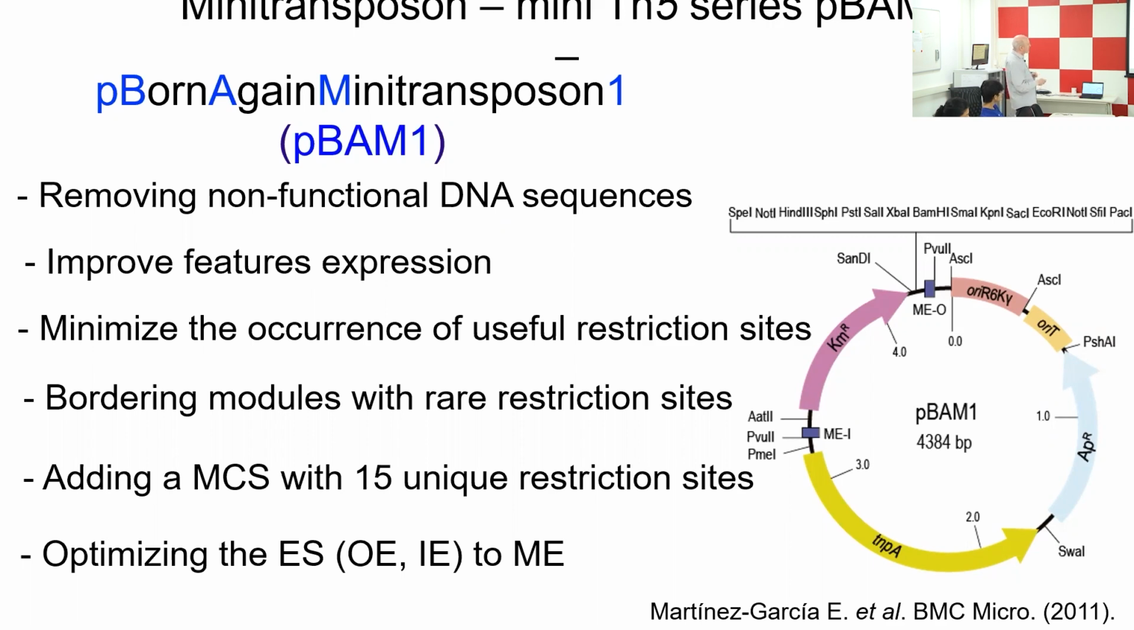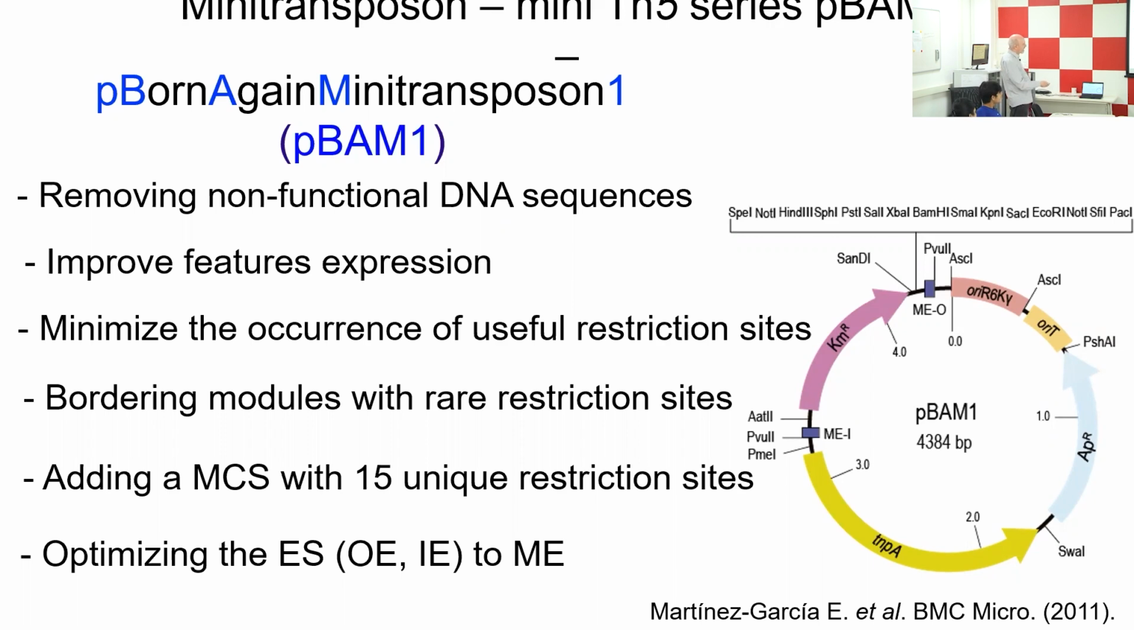So this transposon is the best optimized transposon that we have produced so far. What we have done is to remove non-functional sequences. We have improved expression. We have minimized the occurrence of restriction sites. We have bordered the modules with rare restriction sites, as was the case with the SEBA vectors. And then we have added a multiple cloning site with 15 restriction sites.